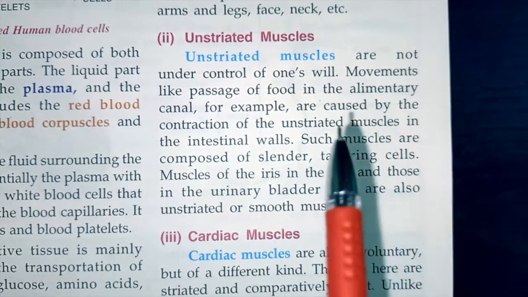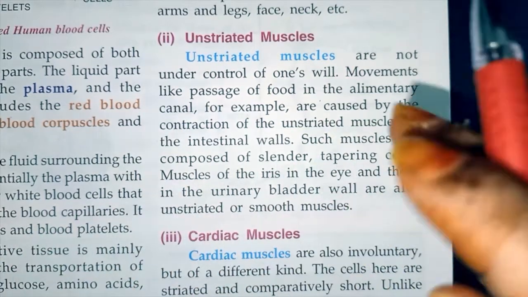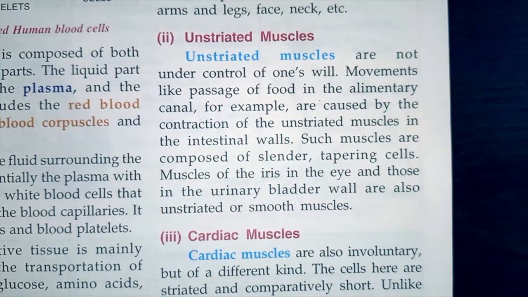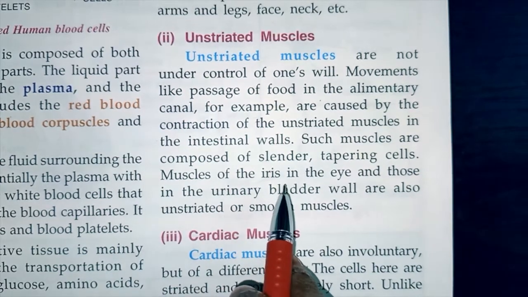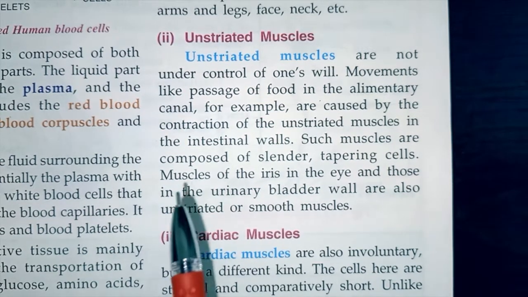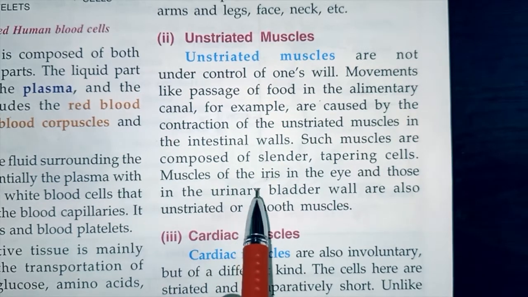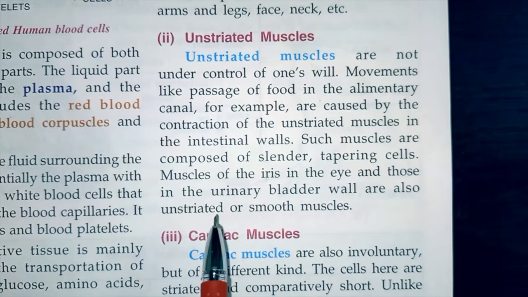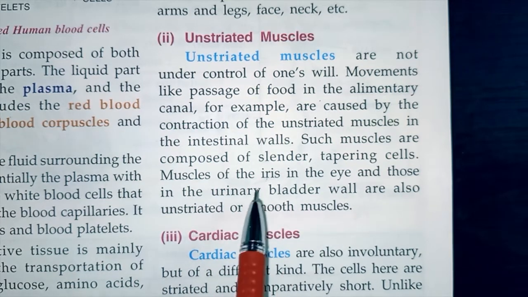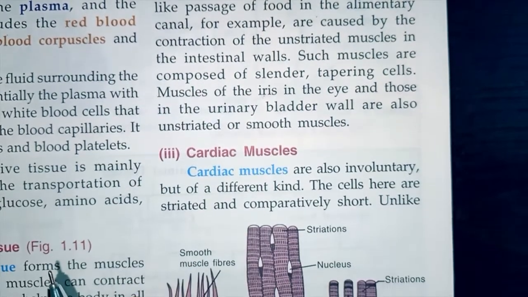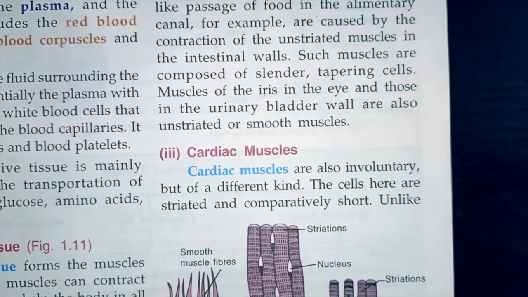Intestinal walls, intestine के अंदर food जो है वो pass हो रहा है due to contraction of these unstriated muscles, which is not in our control. They are present in the iris in the eye. Iris क्या होता है? eyes में जो area होता है एक, वहाँ पे ये unstriated muscle present होता है. And those in the urinary bladder wall, urinary bladder के wall पे present होता है. And they are also known as smooth muscle.